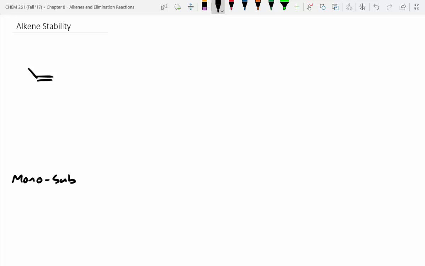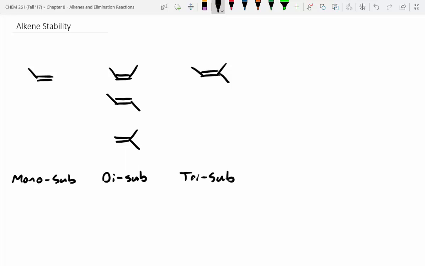We also have disubstituted alkenes where you can have two substituents coming off. So the top one, is that cis or trans? Well, it's cis. The bottom one has to be trans because those methyl groups are on opposite sides. You can also have disubstituted alkenes where they're coming off the same carbon. And you can have tri-substituted alkenes where you now have three different groups coming off of it. And last but not least, you can have a tetra-substituted alkene.